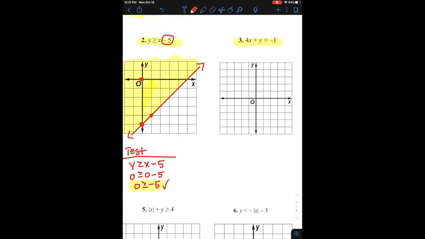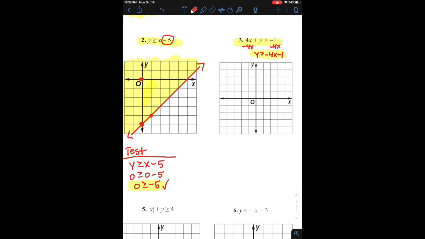Number 3 is very similar. We're going to graph a dotted line because we have a greater than sign, showing that the ordered pairs on the line we're going to graph are not solutions. Since this is not in slope-intercept form, what we're going to do is first put it into slope-intercept form by subtracting 4x on both sides to get y is greater than negative 4x minus 1.